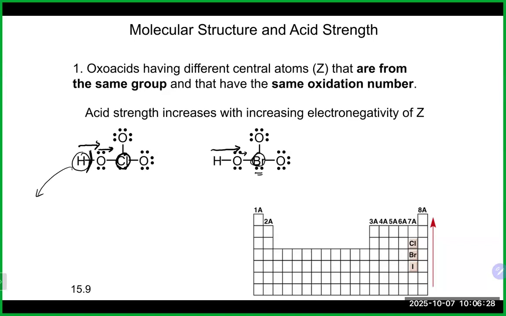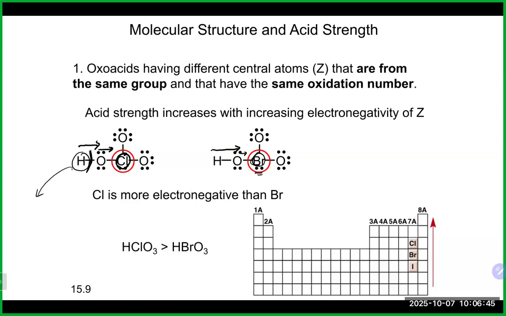So in this case, where we have central atoms with the same oxidation number, we want to look at electronegativity. The greater the electronegativity, the stronger the acid. So here, our chloric acid would be stronger in this case. Our HClO3 would be stronger than our HBrO3. Any questions on that one?